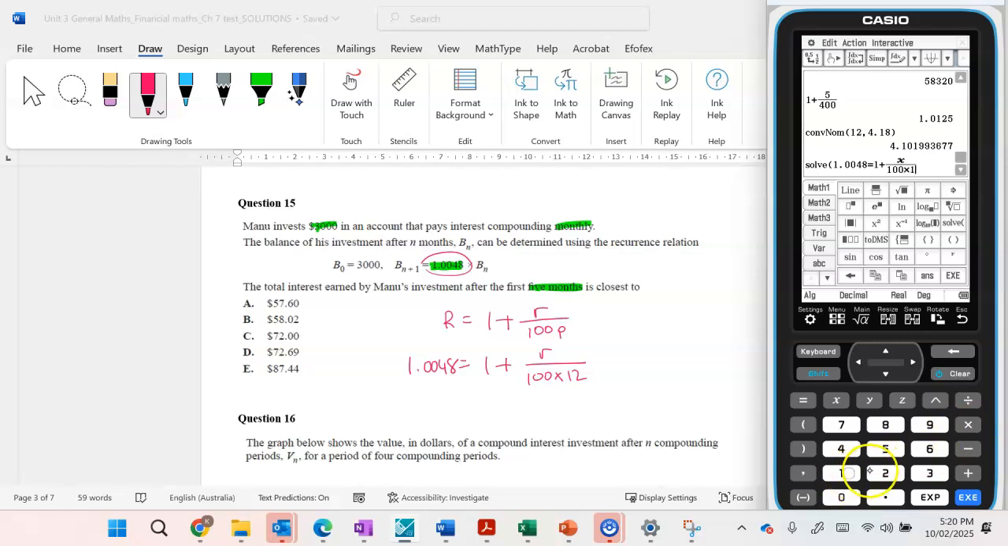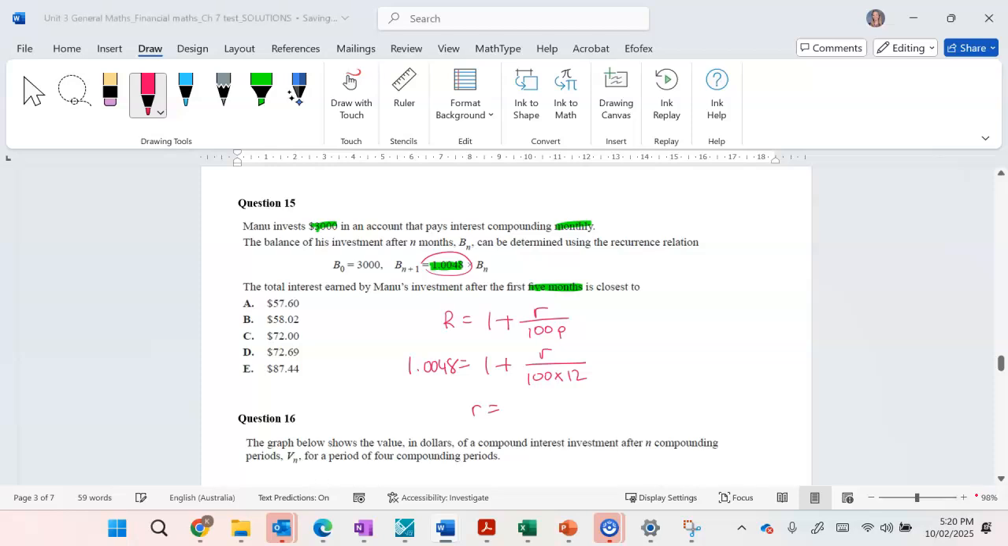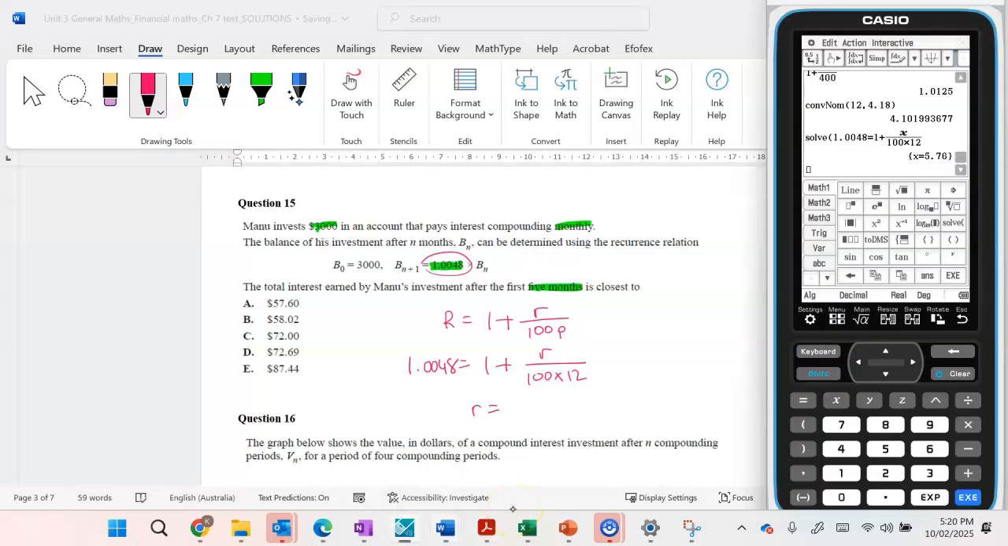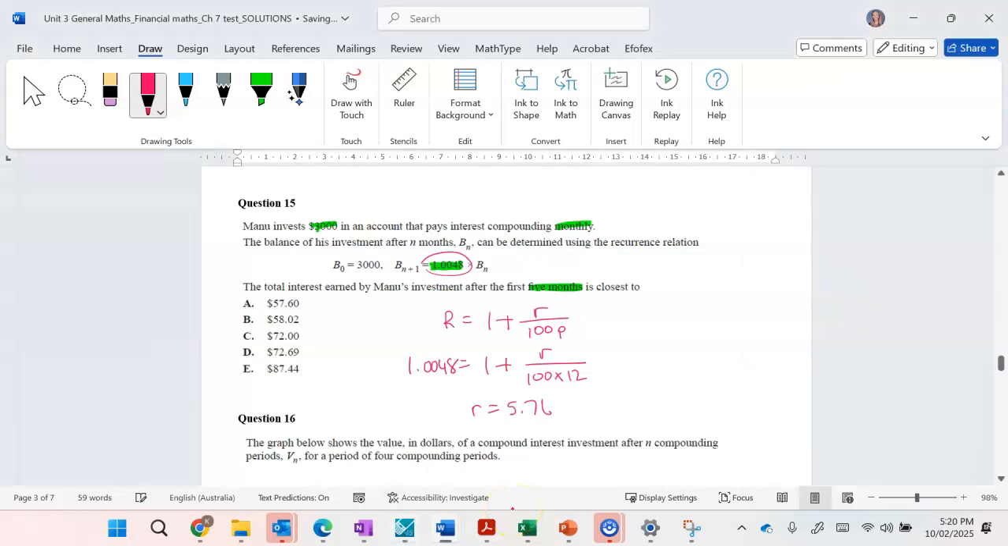And also, you could get a show that question. If it was a show that question, you need to be able to understand what's actually going on here. So your interest rate, oh, why didn't I take notice? 5.76. All right, so that is your interest rate.